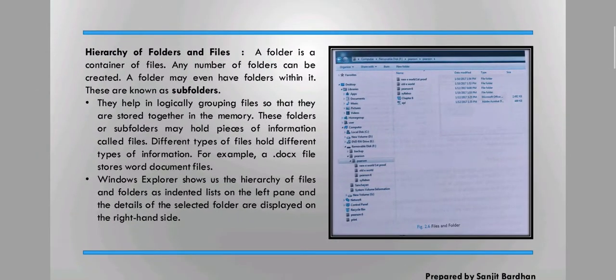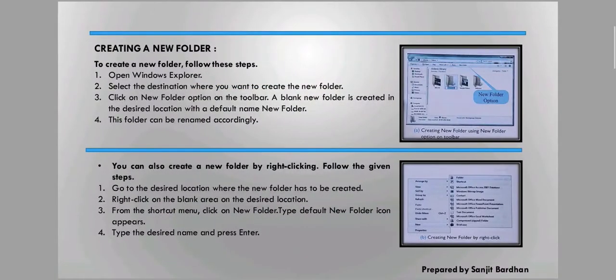Now the main important part is creating a folder in our computer. There are two different ways to create a new folder in our computer. Okay, first is to create a new folder. Open Windows Explorer, then select the destination where you want to create a new folder. Click on the new folder option on the toolbar. A blank new folder is created in the desired location with the default name New Folder. Then you can rename the folder accordingly.